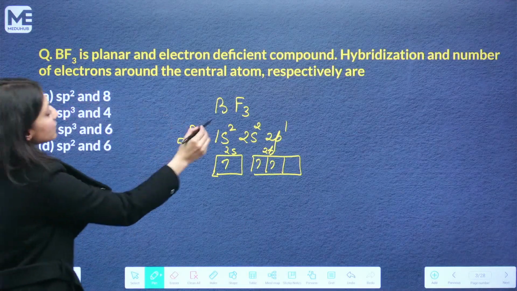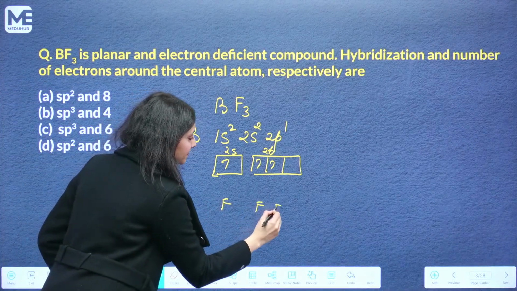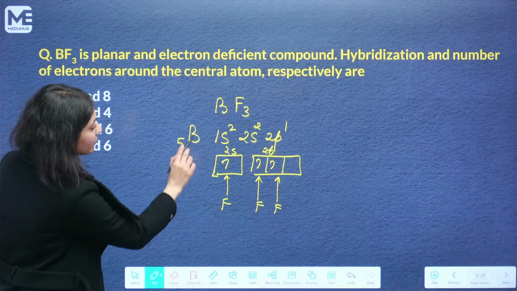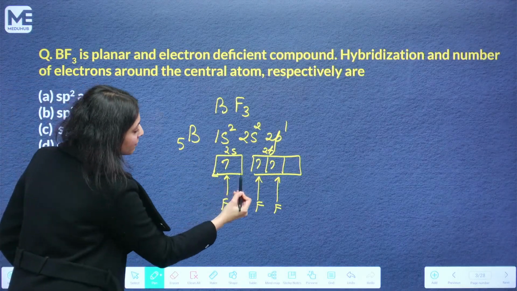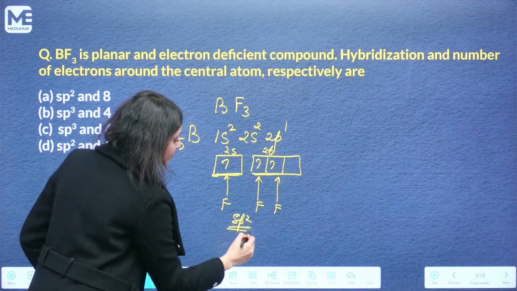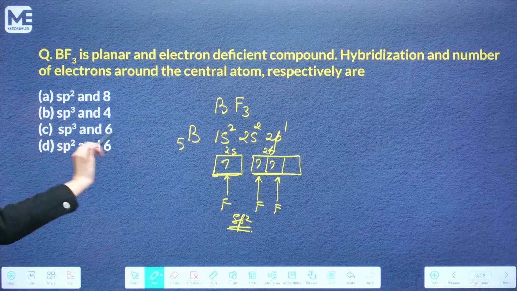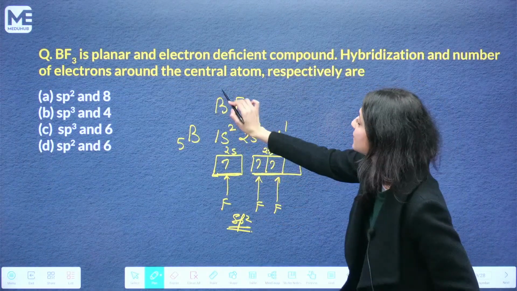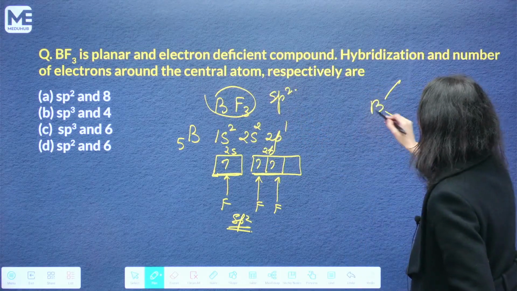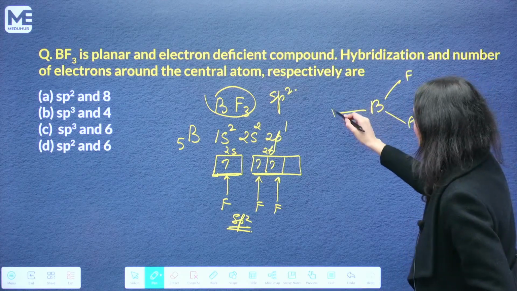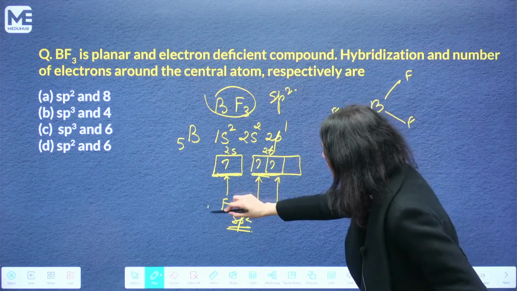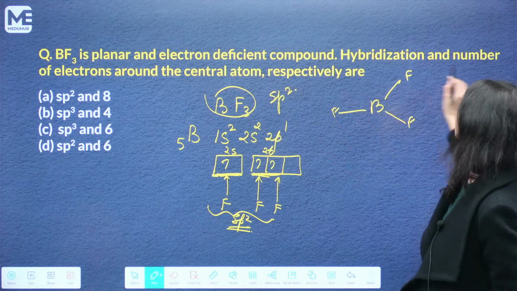Now, since 3 fluorine atoms are present, one electron from each fluorine atom forms a bond with boron. It is utilizing s orbital and 2 of the p orbitals here. So this is sp2. What is the question? What is the hybridization? So hybridization in BF3 would be sp2, and sp2 is a planar structure, triangular planar, because 1 s orbital and 2 p orbitals are being used. So this is sp2. And what is the number of electrons?